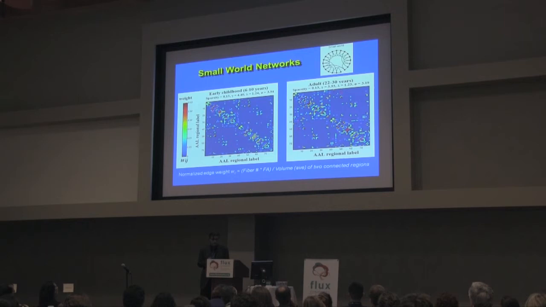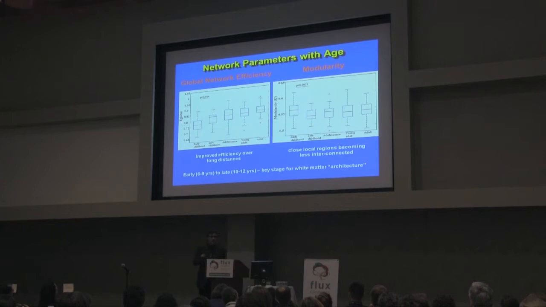In addition, one can look at a bunch of different metrics, and one's head starts to hurt after a while when you start seeing the number of metrics that can come out. But here's a couple of them. One's global network efficiency, which interestingly goes up here between early and late childhood, and then stays pretty flat after that. And modularity, which goes down between early childhood and late childhood, and then stays pretty flat.